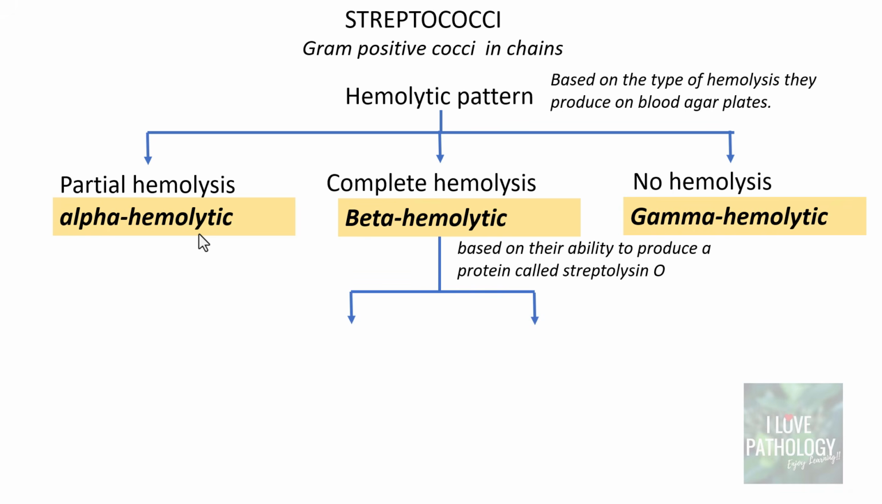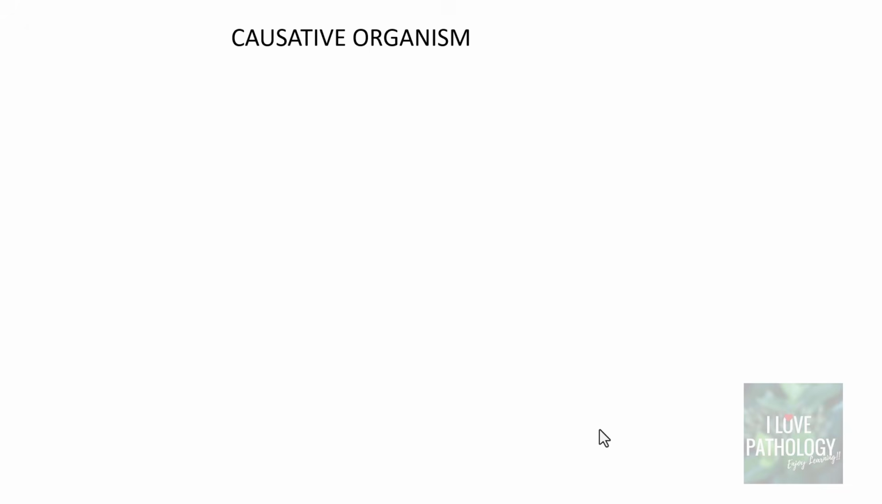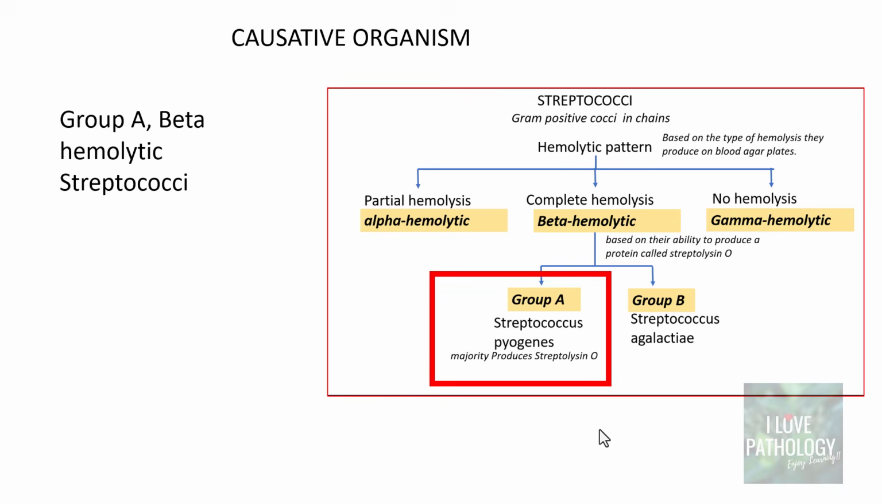Beta hemolytic streptococci can be further classified, based on the carbohydrate antigens, into groups. One is group A and then group B. The example of group A beta hemolytic streptococci is Streptococcus pyogenes. The majority of them produce streptolysin O. For group B beta hemolytic, the example is Streptococcus agalactiae. What is the causative organism? We all know that it is group A beta hemolytic streptococci, that is Streptococcus pyogenes.